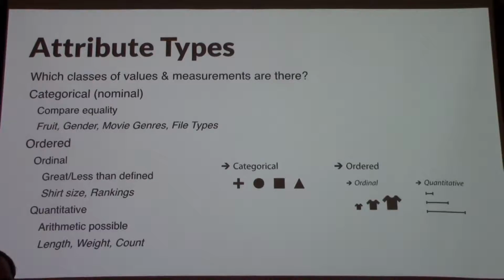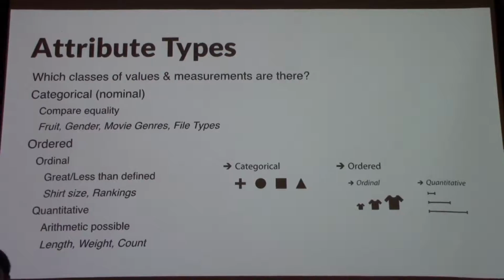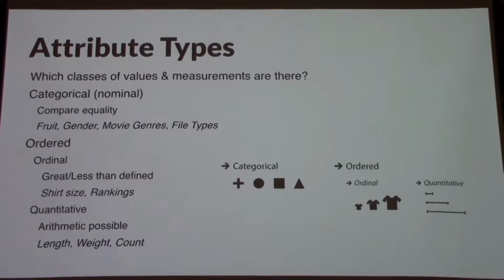So for example, shirt size. We can't say 2 times small is medium, that's not how it works, but we can say small is smaller than medium. This is also true for ranking. Something on the bestseller list has sold more copies than the second best sold book, but unless we have additional data, we can't say what the exact difference is.